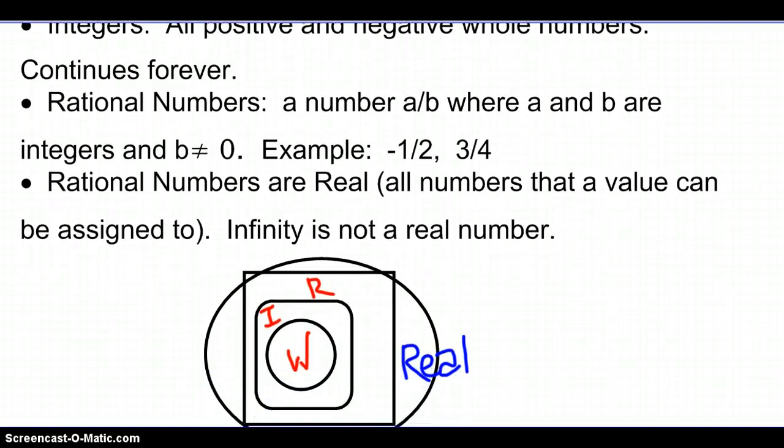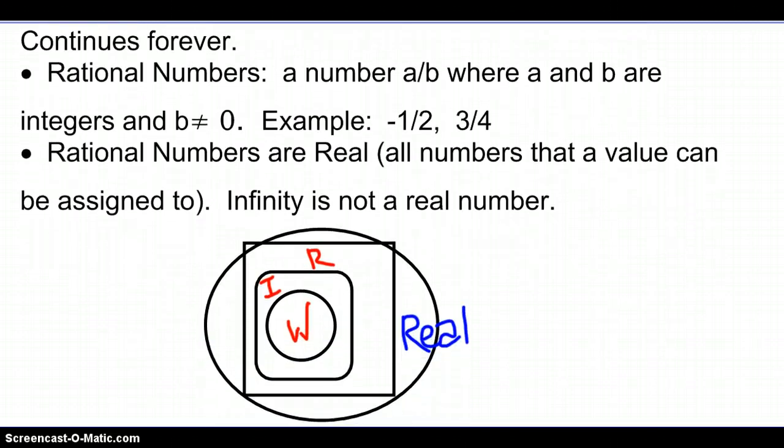If you take a look at this diagram, you can see whole numbers in the middle. That's the smallest group. Whole numbers are also integers, but integers include negative numbers. And then we have rational numbers that includes all integers and whole numbers. But rational numbers can be fractions, remember, positive and negative fractions. And then real numbers encompass all of these things, so it is the biggest group of numbers. And real numbers include everything except numbers that cannot have a value set to them.